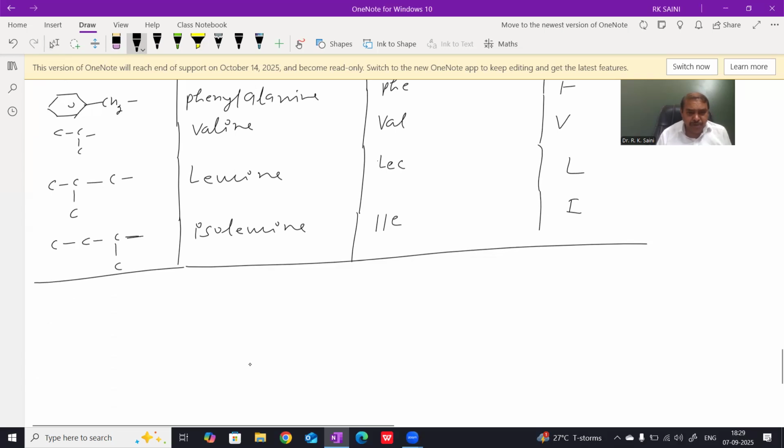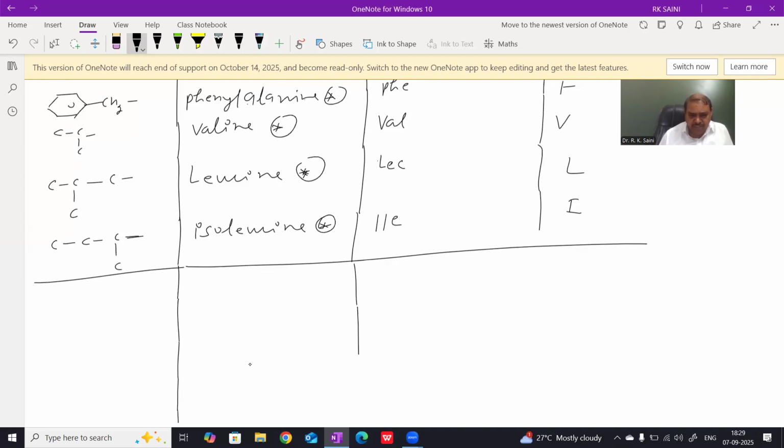Among these amino acids, phenylalanine, valine, leucine, and isoleucine are essential amino acids. Essential amino acids are those which are not synthesized in our body, and we obtain them through the diet. The amino acids which are synthesized in our body are known as non-essential. In total, 10 amino acids are essential amino acids.